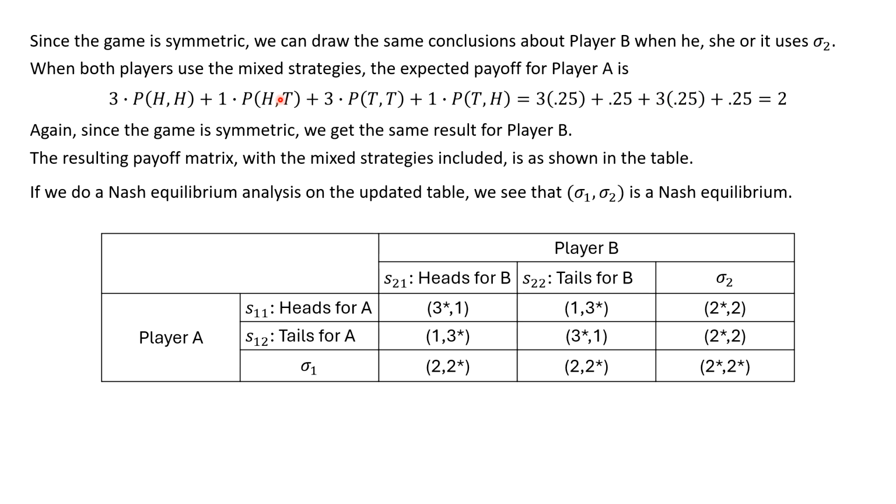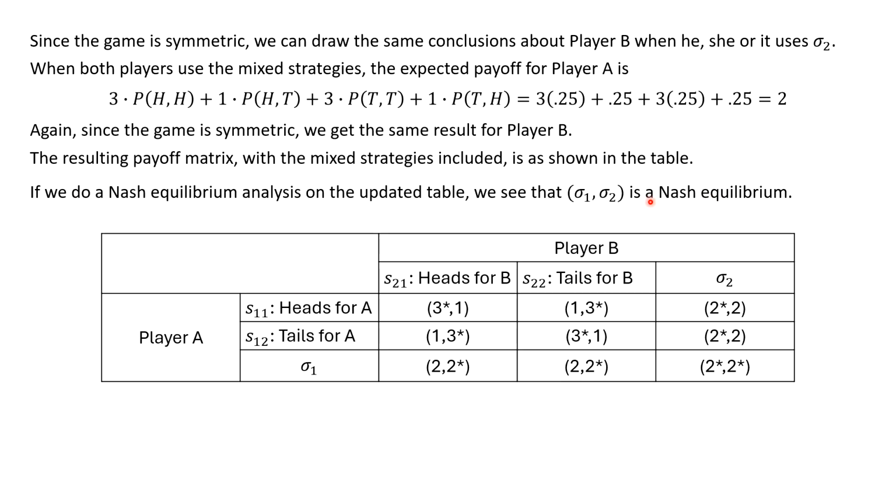And then if the outcomes do not match, heads, tails, tails, heads, A gets 1 point, and that happens 25% of the time, or 0.25, and so you get 2. And since it's a symmetric game, it's the same result for B. So we get 2, 2 for B here.